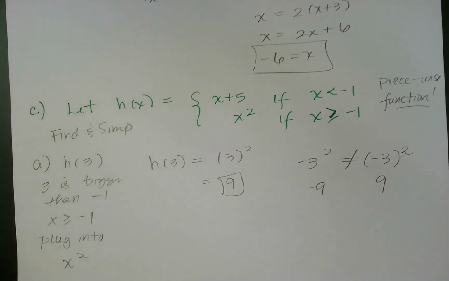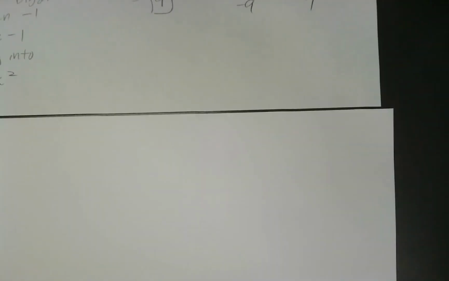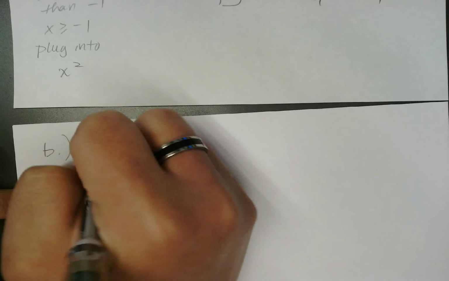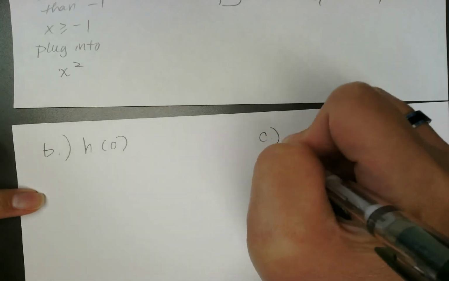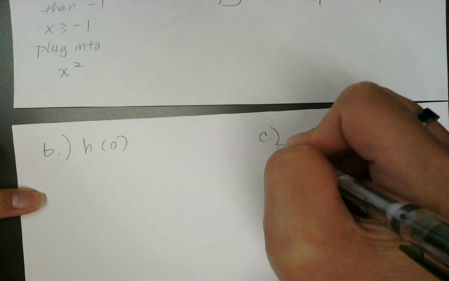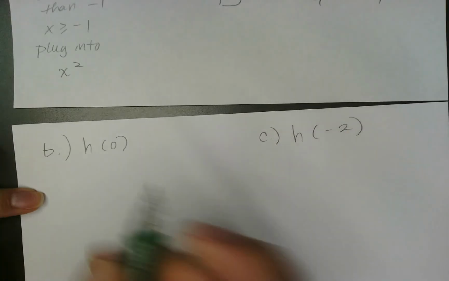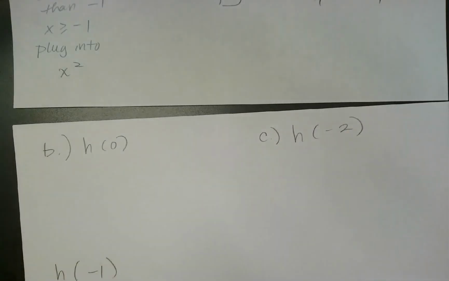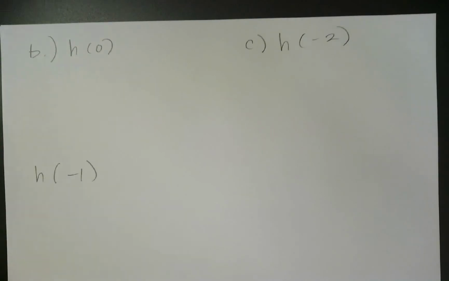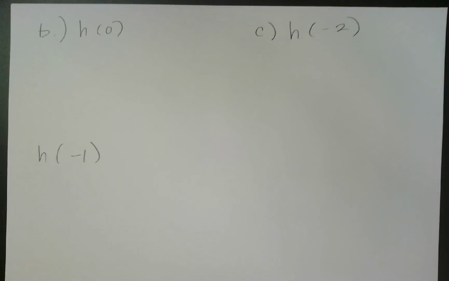Alright, so here's B for this problem. That was h of 3. Still using the same function, do these two. Here's b under c: h of 0, and then c. Oh, I lied, you do 3. That's fine. h of negative 2, and then h of negative 1. So you guys do those in the same h function. I'm giving you a minute and a half, that's 30 seconds per problem. No pressure.